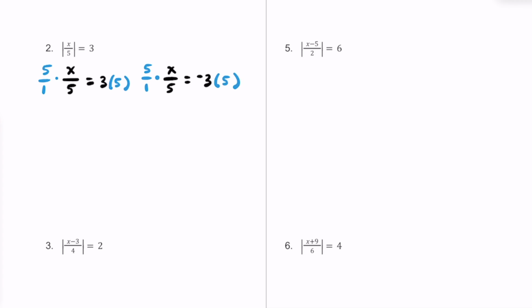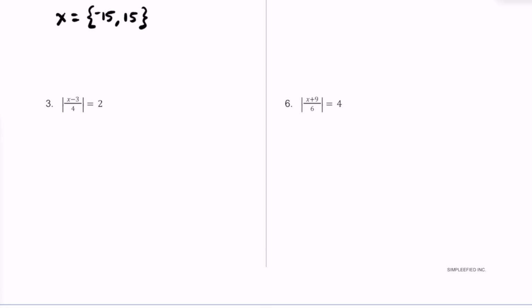If we take a look at the equation to the left, these 5's are going to cross cancel to make 1x. So we get x is equal to, and then 3 times 5 is 15. So there's one of our solutions. And looking at the other equation, these 5's are going to cross cancel again to make 1x, or just x. And then negative 3 times 5 is going to be negative 15. So we have two solutions here. x could be equal to negative 15, and x could be equal to positive 15. Those are our two solutions.